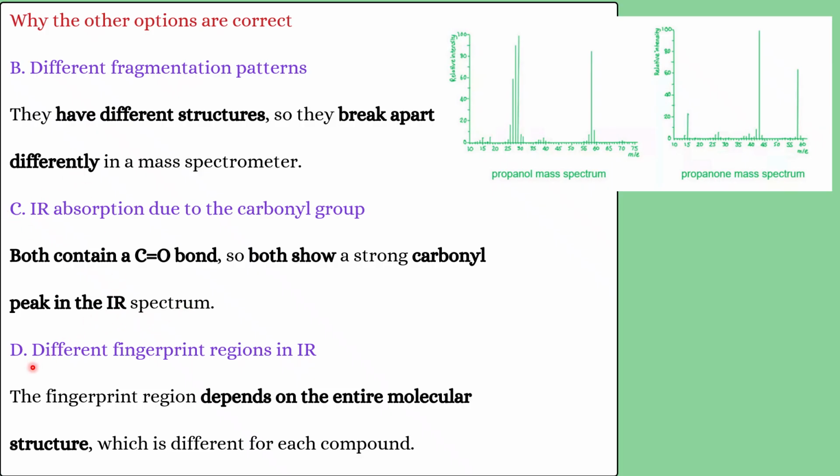Now, the third option given was a different fingerprint region. The fingerprint region completely depends upon the entire molecular structure. Since propanol and propanone have different structures, because they are structural isomers, they both will show the presence of different fingerprint regions. So this option was absolutely correct.